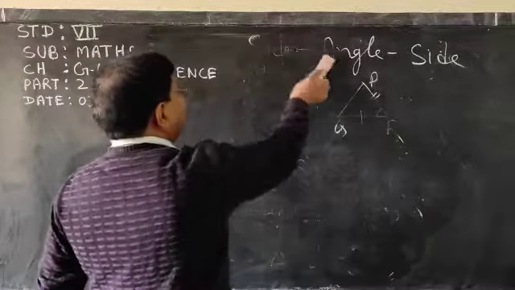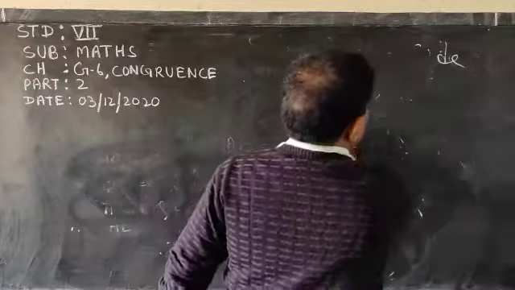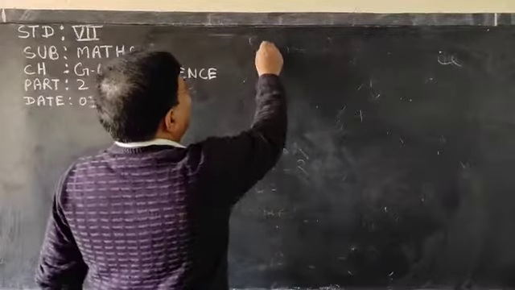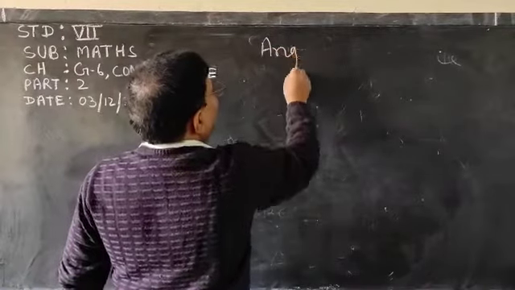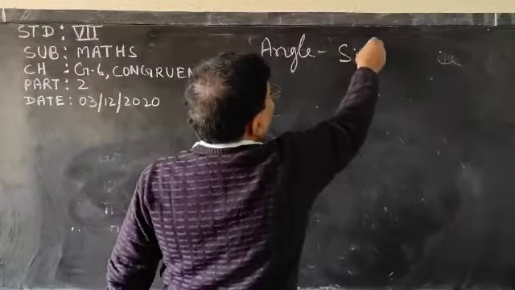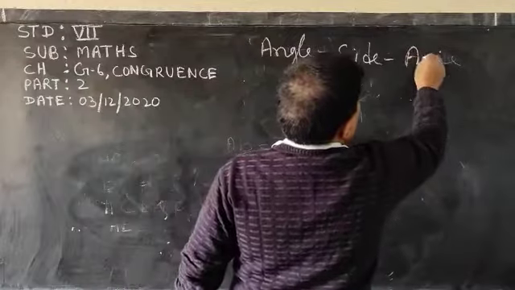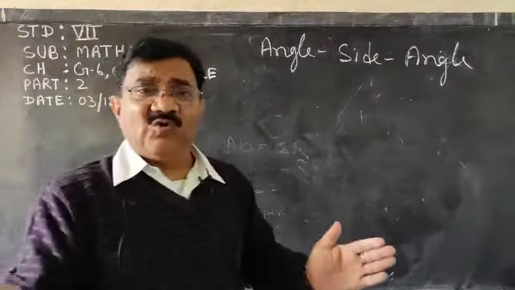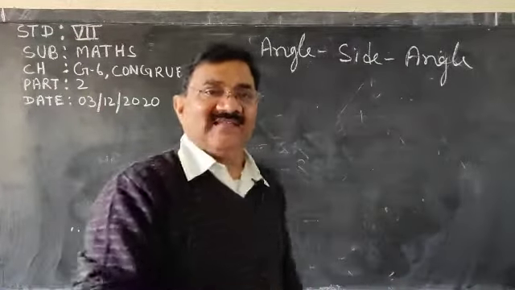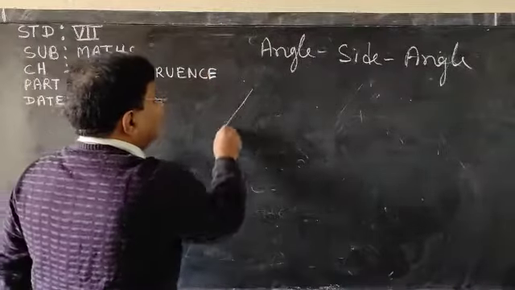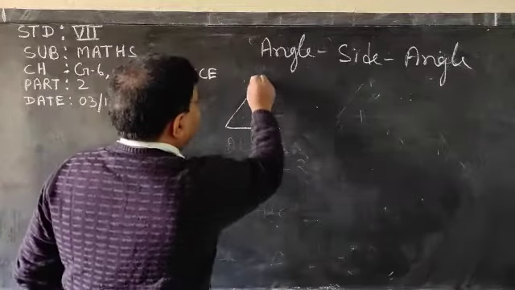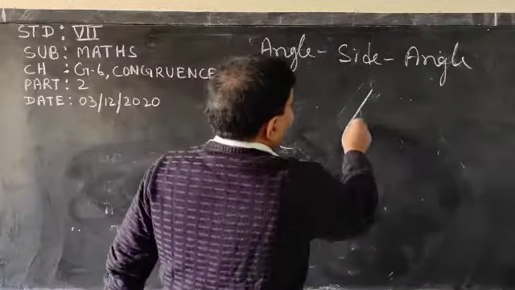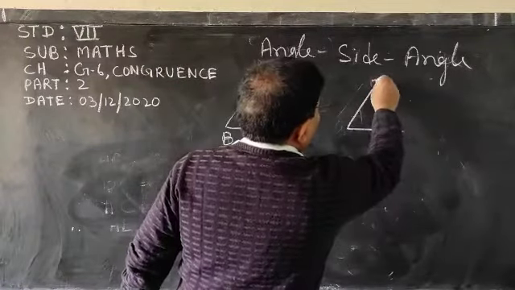Third, what I have written? ASA. A means angle, S means side, angle. It means the side must be included between two equal angles. Here is triangle ABC. A, B, C. And here is triangle DEF.